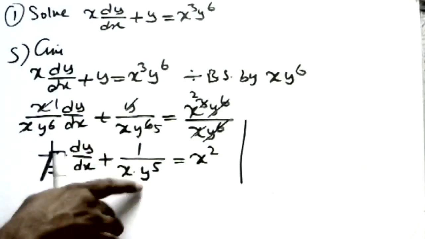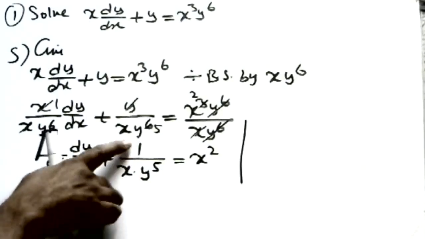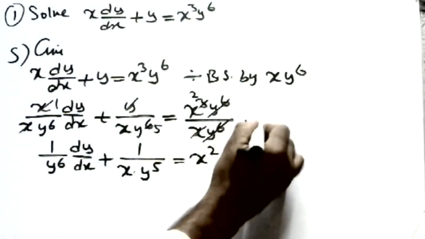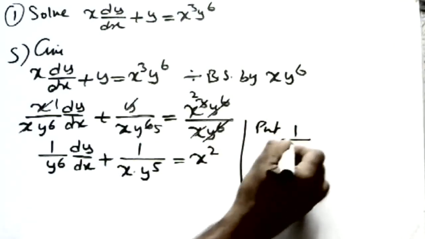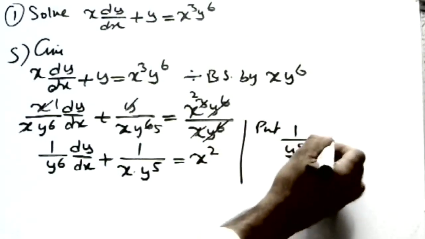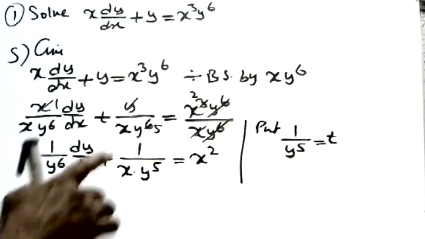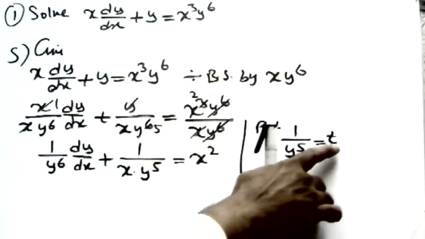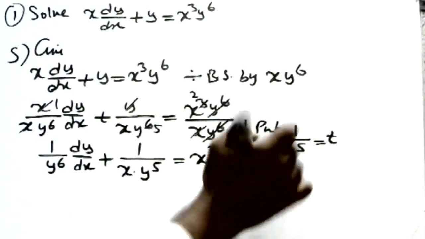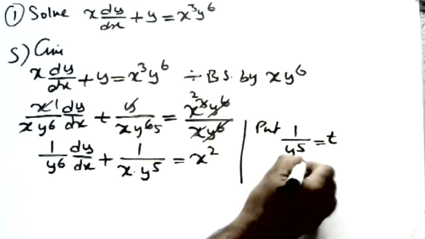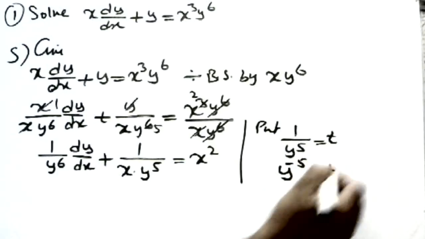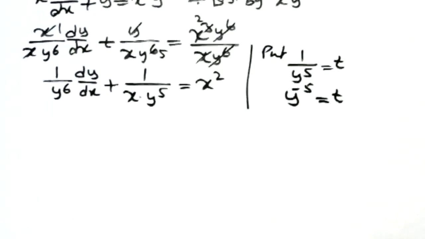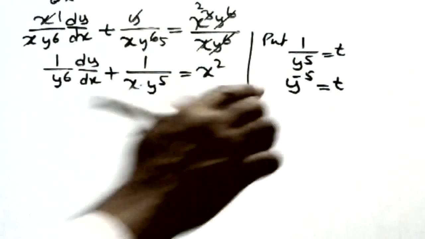Now the next procedure is, whatever we have as y here, let me suppose this as t. Whatever we have as y here is in the denominator, that is, we have 1 by y power 5. We suppose this as t. Now bring this to the numerator, this will be y power minus 5 equals t. Now differentiate both sides with respect to x.